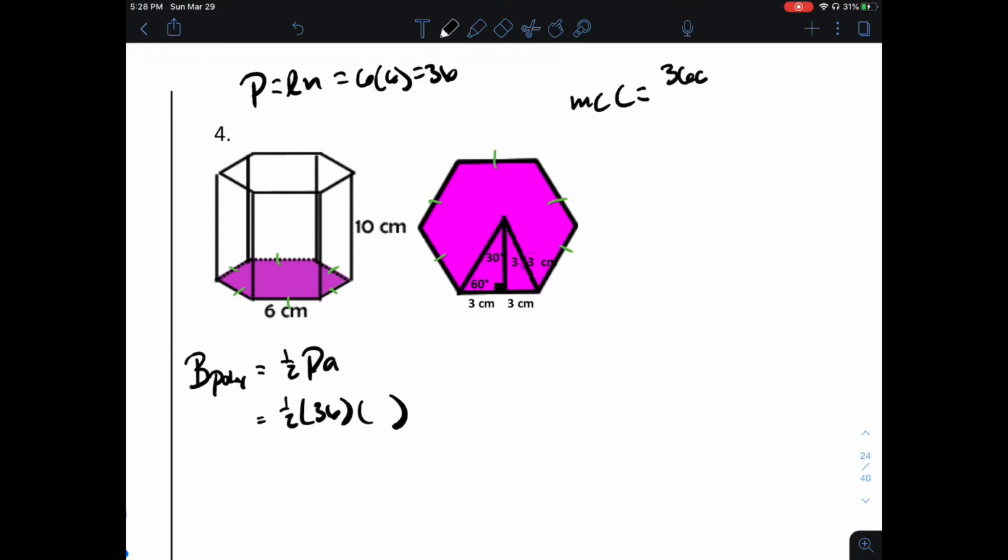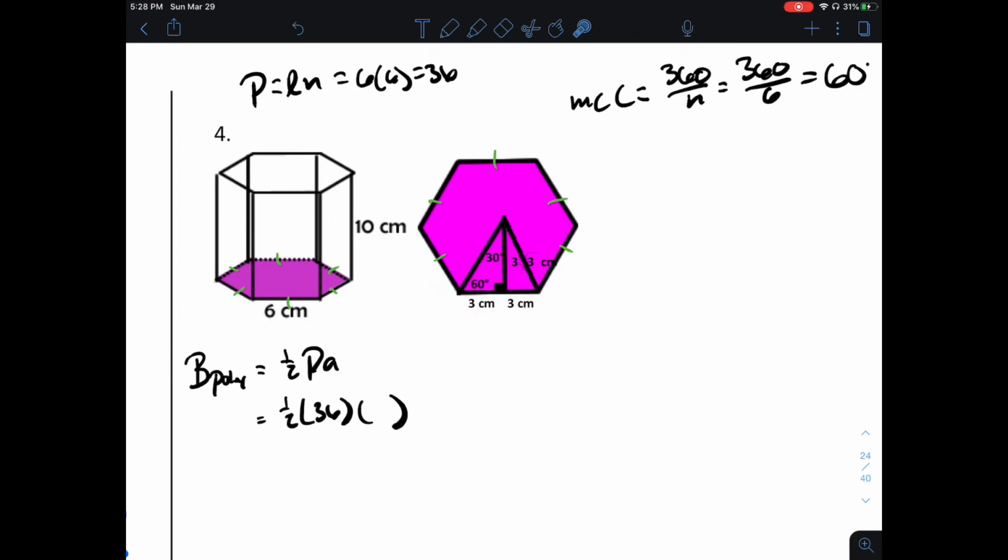Central angle is 360 divided by the number of sides. This is a hexagon, so it has 6 sides. So the central angle is 60 degrees. Remind you that the apothem cuts that in half, with a 90-degree angle. That gives us a 30-60-90 triangle. It cuts the side in half. It was 6, so it's 3 and 3.